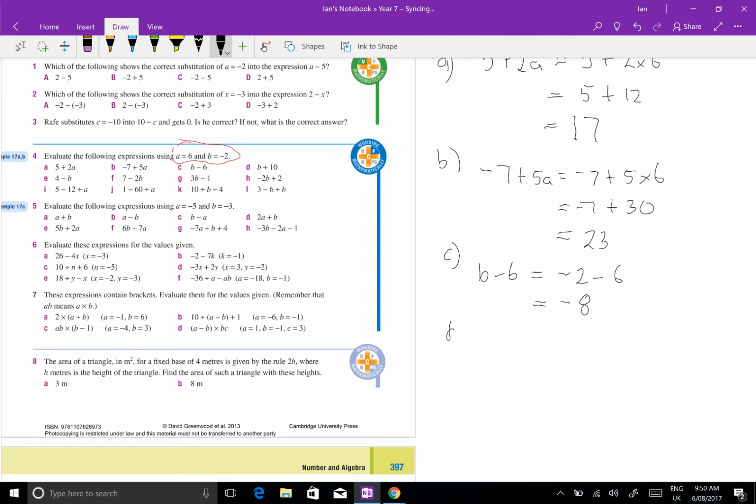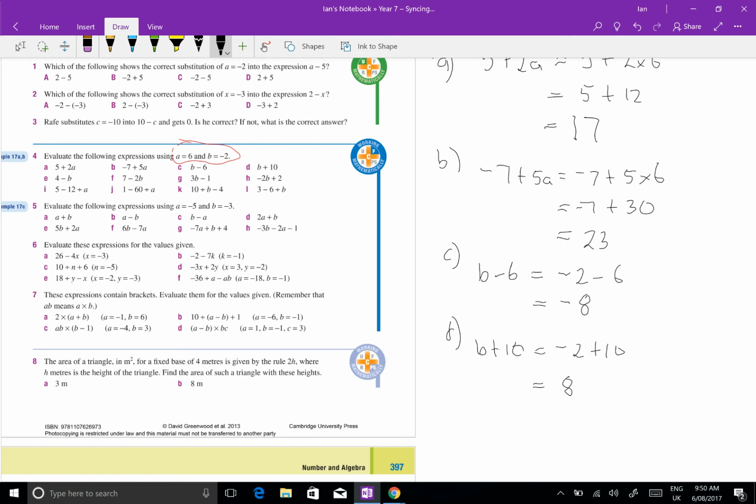And I'll do D, which is B plus 10. Well, that's negative 2 plus 10. It's negative 2, and I go up 10, so I'll be positive 8. Don't need to write the positive.